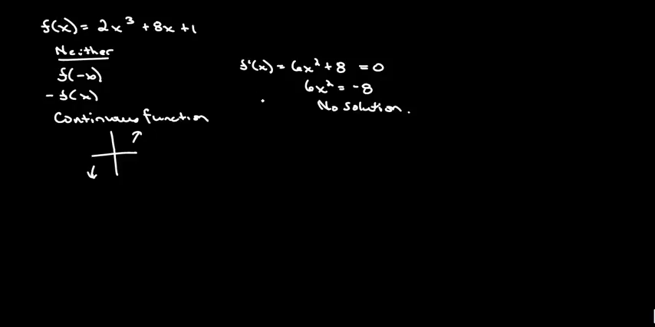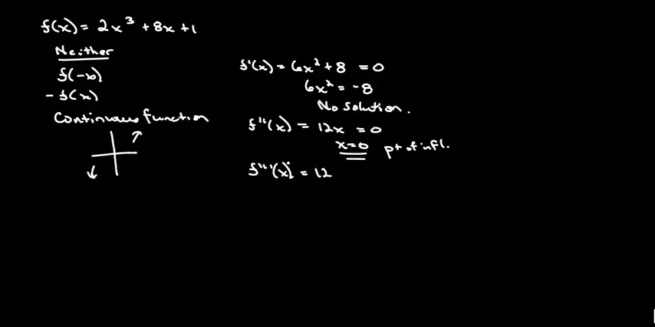So now there's no place for this. Now let's check concavity. Okay, so f double prime is equal to just 12x. Now this is equal to 0 when x is 0. So this is a possible point of inflection. And if we take a look at f triple prime, that's just 12, which means that this is always positive, which means that this is actually a point of inflection. So (0, 1) is a point of inflection.